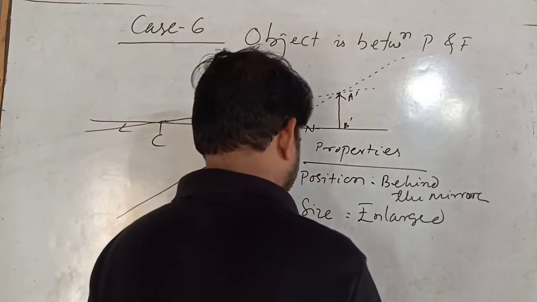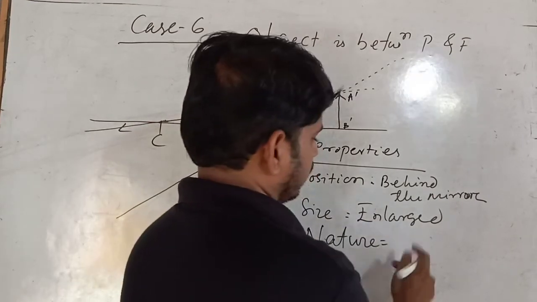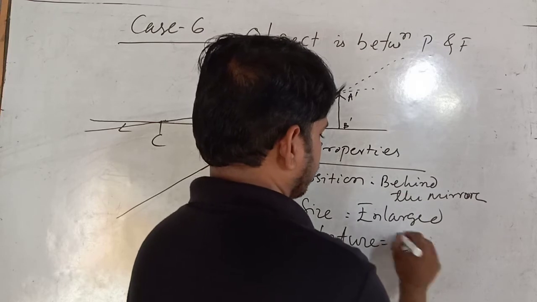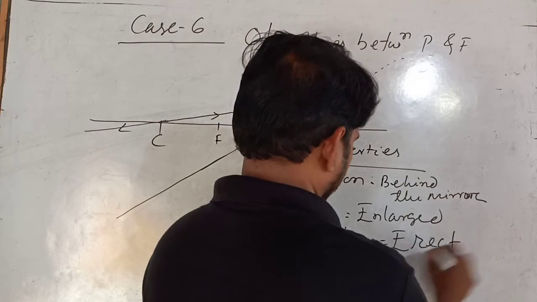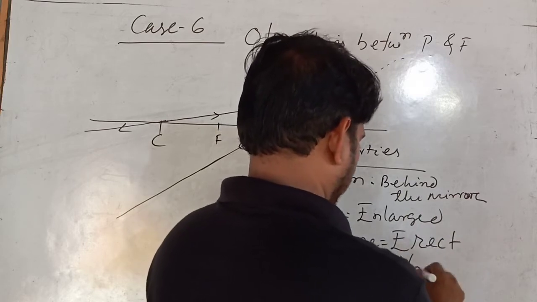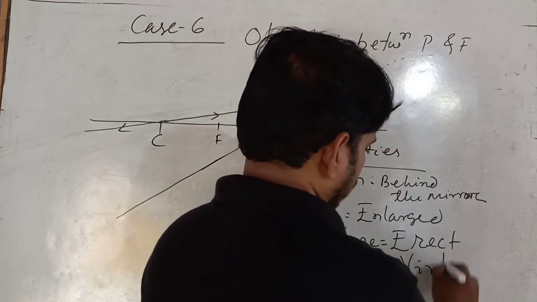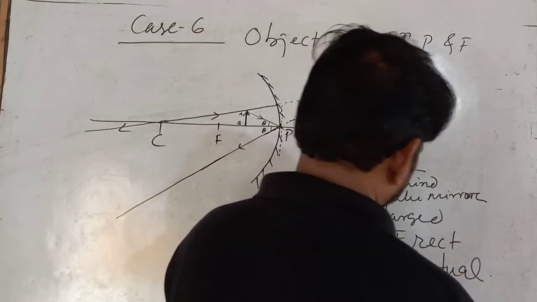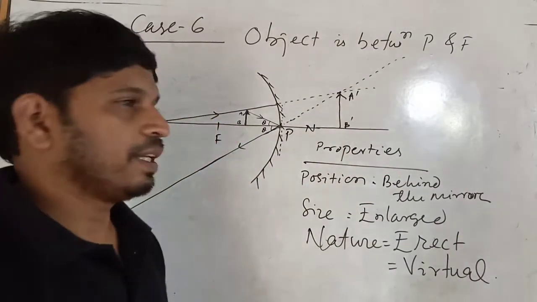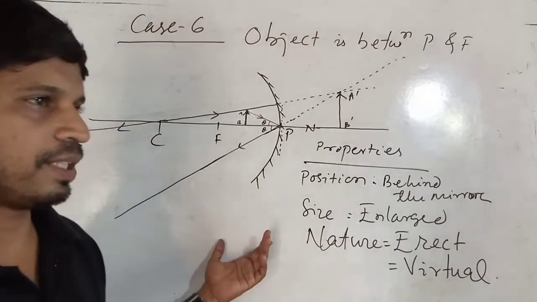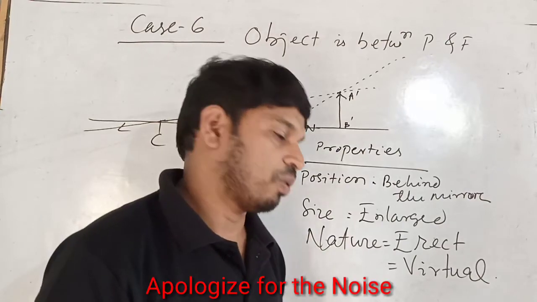And nature. Its nature is erect. It is straight up, so erect. And virtual. Behind the mirror means virtual, in front of the mirror is real. So these are all six cases that are in your class 10 syllabus, and this is how the image is formed, what their nature is, and all the things.